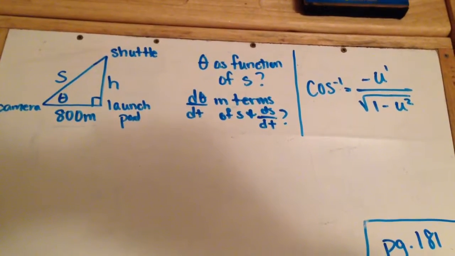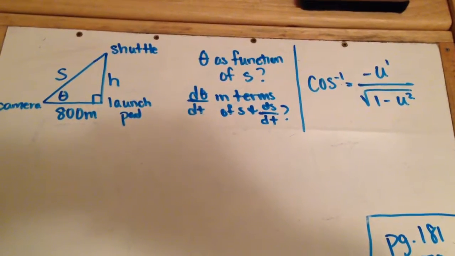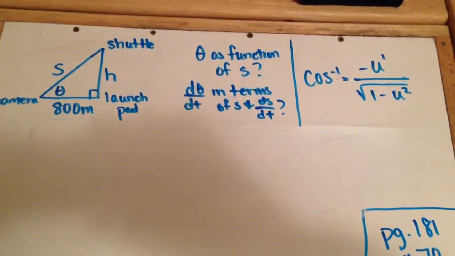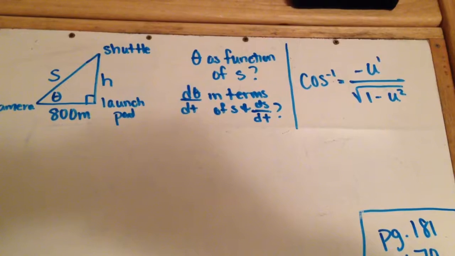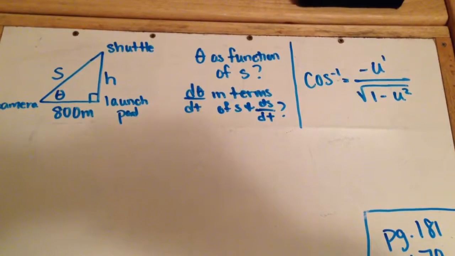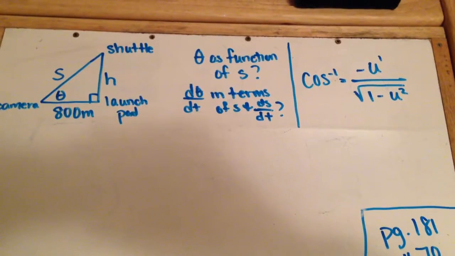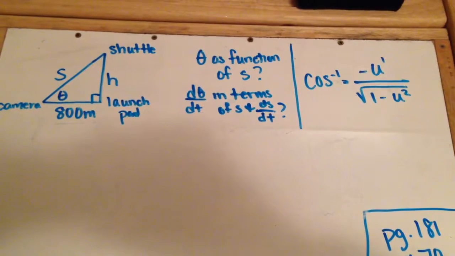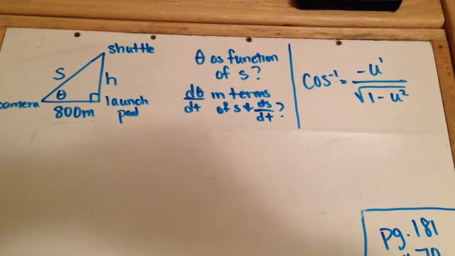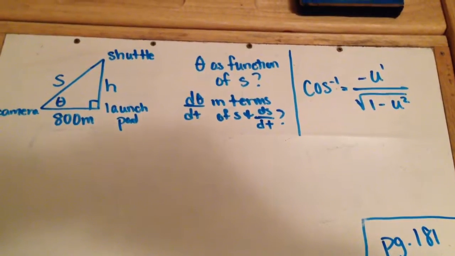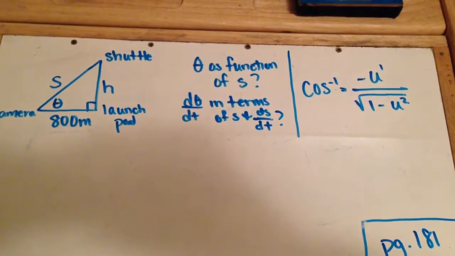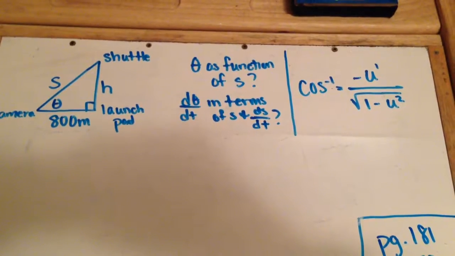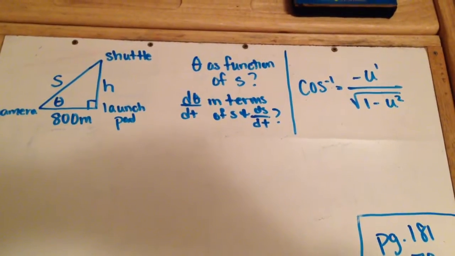Turn to page 181 in your books to number 70. A television camera at ground level is filming the liftoff of the space shuttle at a point 800 meters from the launch pad. Let theta be the angle of elevation of the shuttle, and let s be the distance between the camera and the shuttle. Write theta as a function of s for the period of time when the shuttle is moving vertically. Differentiate the result to find d theta dt in terms of s and ds dt.